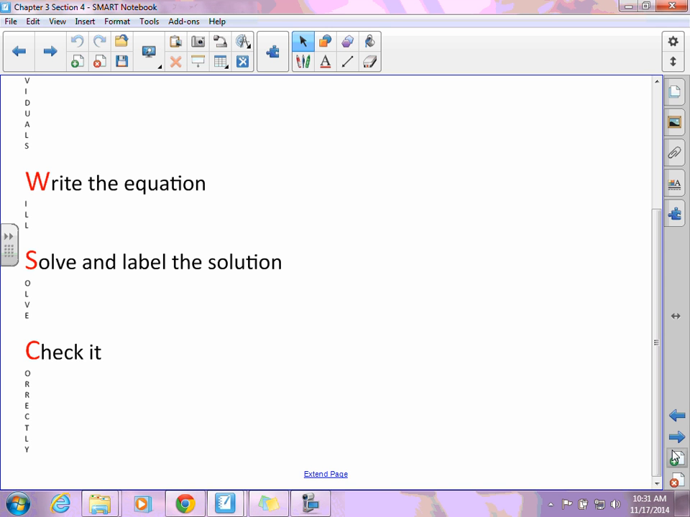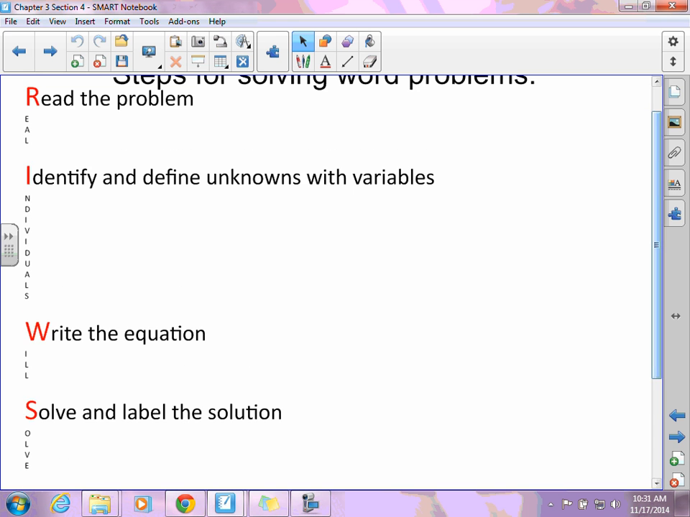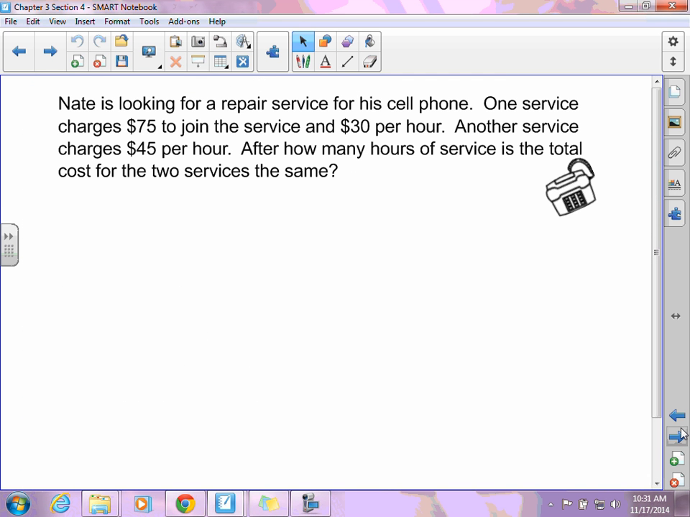All right, so let's take a look at the word problem. The first step was to read the problem, so let's read this one. It says, Nate is looking for a repair service for his cell phone. One service charges $75 to join the service and then $30 per hour. The other service charges $45 per hour. The question is, after how many hours of service is the total cost for the two services the same?